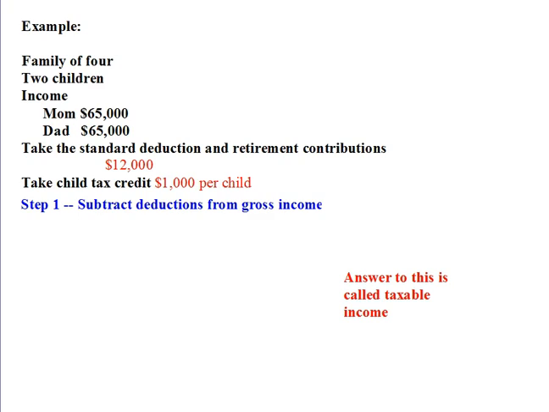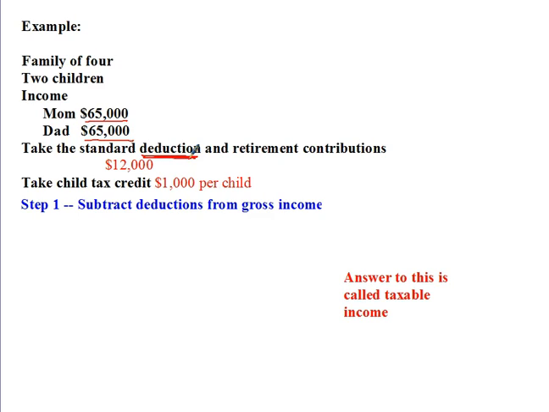Let's do this example where we have a family of four with two children. In this family, mom earns $65,000 per year and dad earns $65,000 per year. And we're going to have what's called a standard deduction. Deduction is an important word.